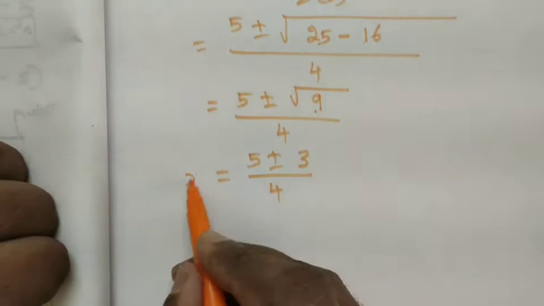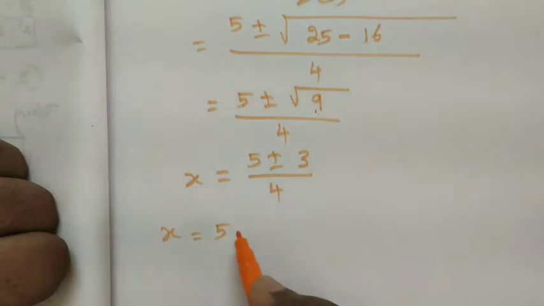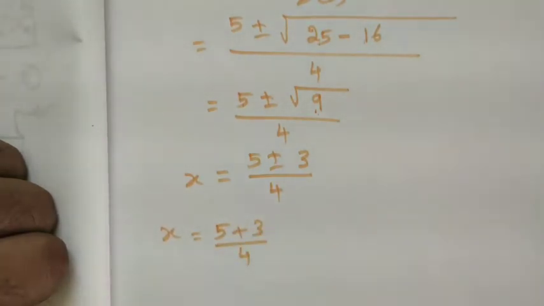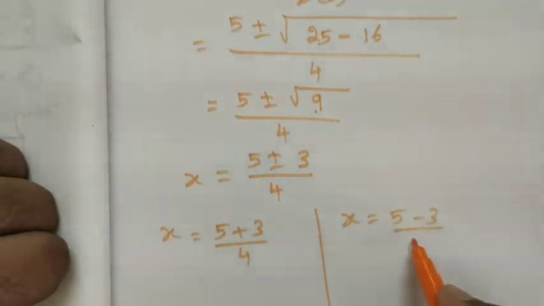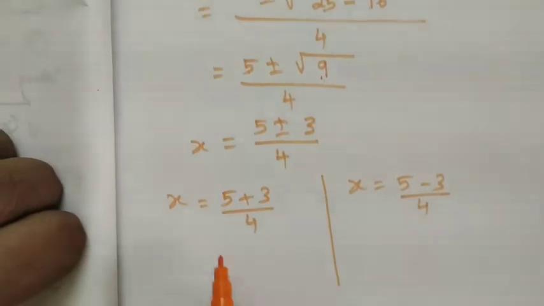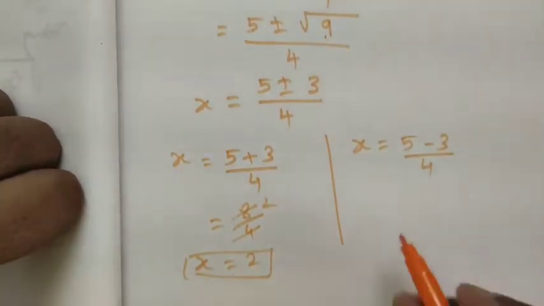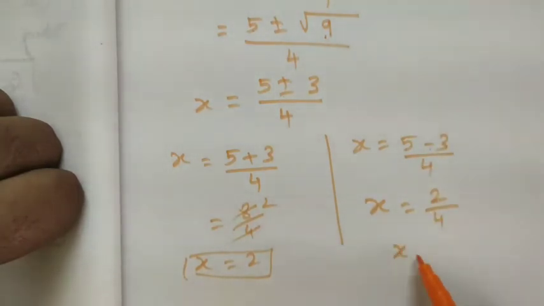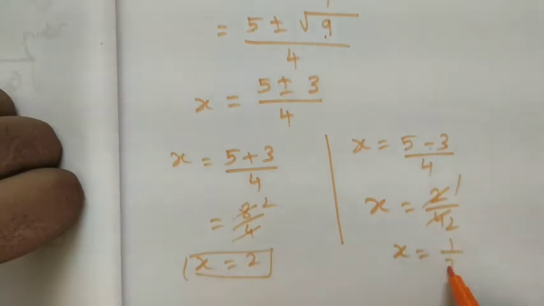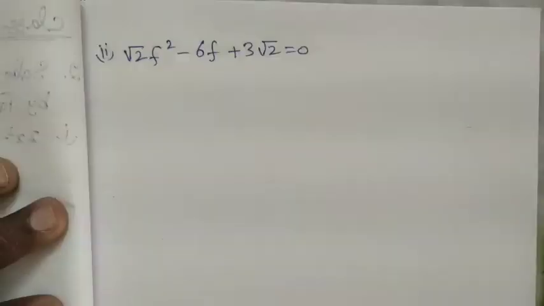Here we have two values, one positive and another negative. Let x = (5 + 3)/4, that is the positive value. Another one is x = (5 − 3)/4. The sum of 5 and 3 is 8, divided by 4, so x = 2. Then x = (5 − 3)/4 = 2/4, and x = 1/2. Therefore the x values are 2 and 1/2.